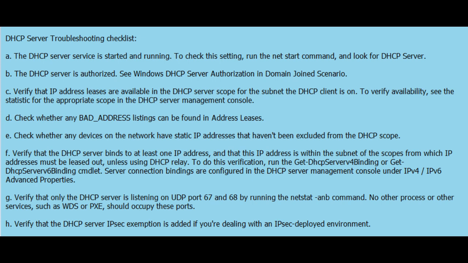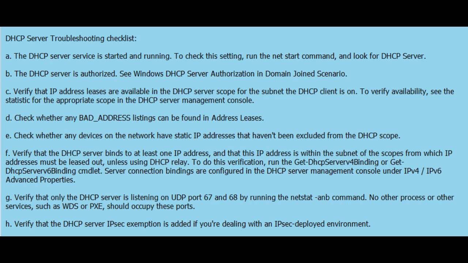DHCP server troubleshooting checklist. A. The DHCP server service is started and running. To check this setting, run the net start command and look for DHCP Server. B. The DHCP server is authorized. See Windows DHCP server authorization in domain join scenario.